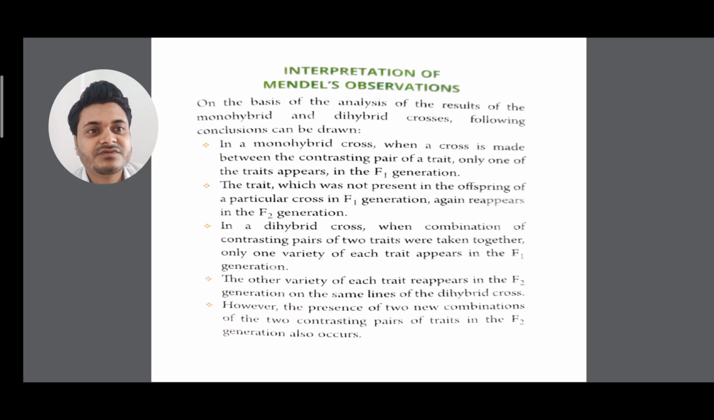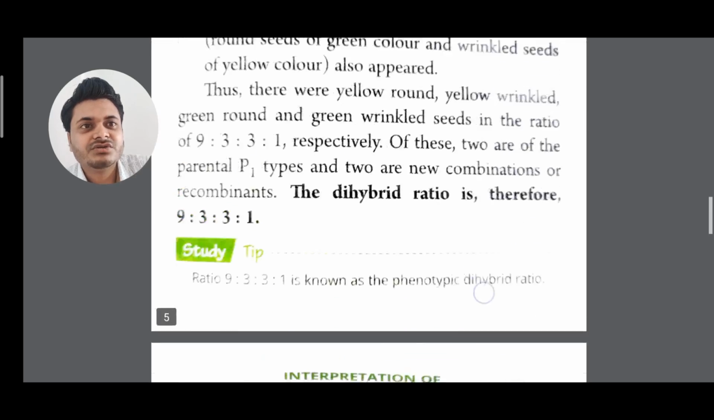The conclusions are as follows: for a dihybrid cross, when a combination of contrasting traits of two characters is taken, only one variety of each trait appears in the F1 generation. And the other variety of each trait appears in the F2 generation, on the same line as the monohybrid cross. However, the presence of two new combinations of the two contrasting pairs of traits in the F2 generation is also seen. So, have you understood this line?